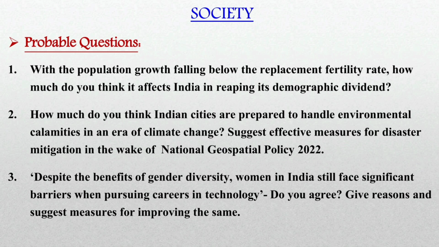era of climate change? Suggest effective measures for disaster mitigation in the wake of National Geospatial Policy 2022. Next question. Despite the benefits of gender diversity, women in India still face significant barriers when pursuing careers in technology. Do you agree? Give reasons and suggest measures for improving the same.